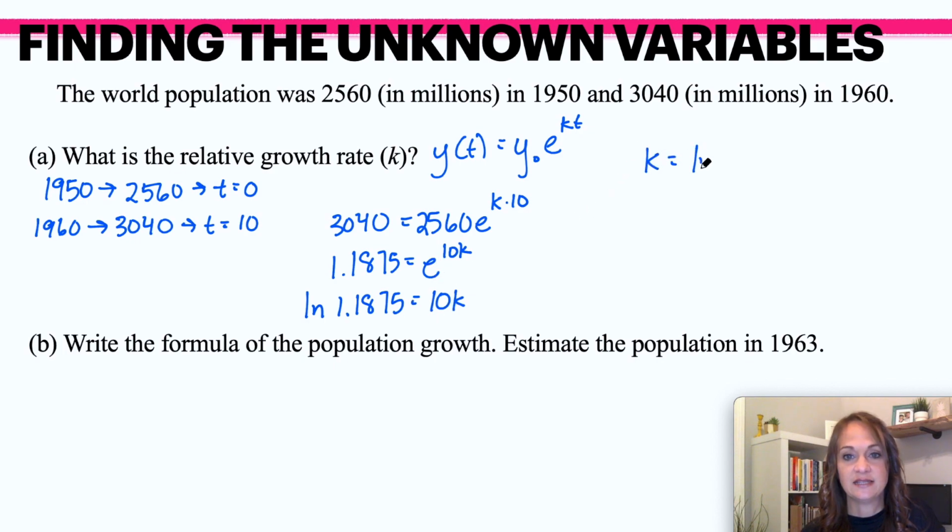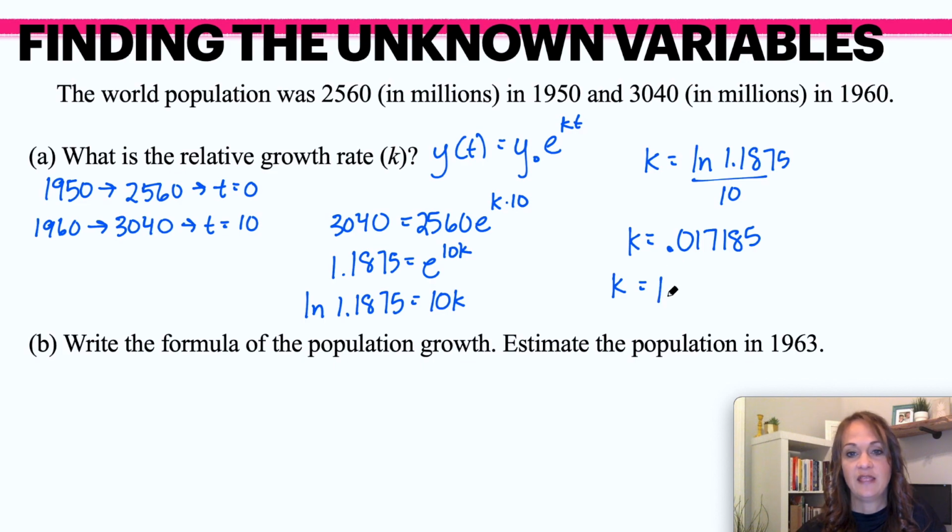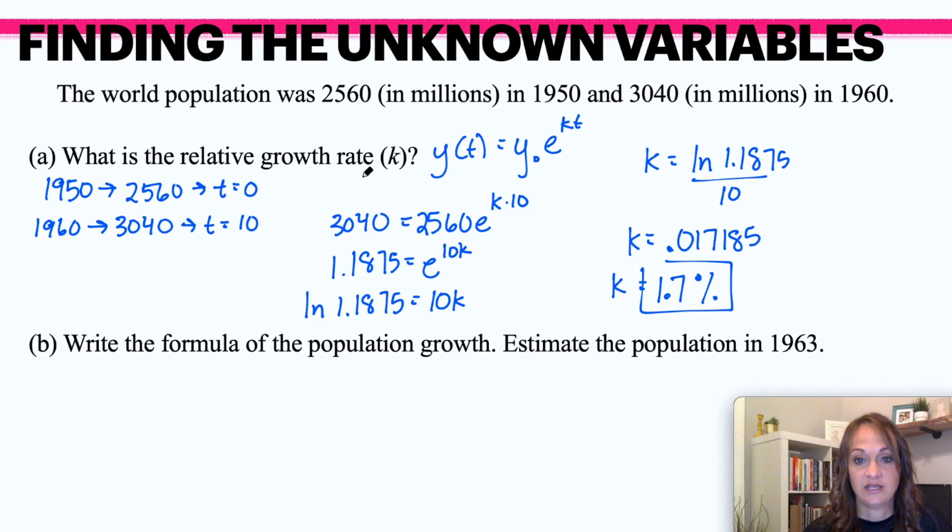So k is the natural log of 1.1875 divided by 10. So k equals 0.017185. So roughly what that means is if you use that in percentage form, the growth rate is roughly about 1.7%. That would be the relative growth rate of the world population. It is growing 1.7% every year.